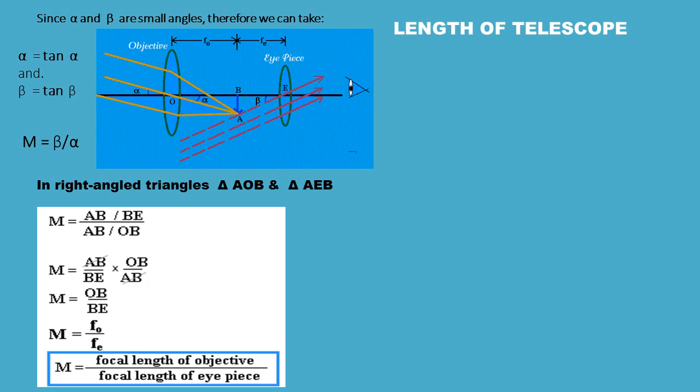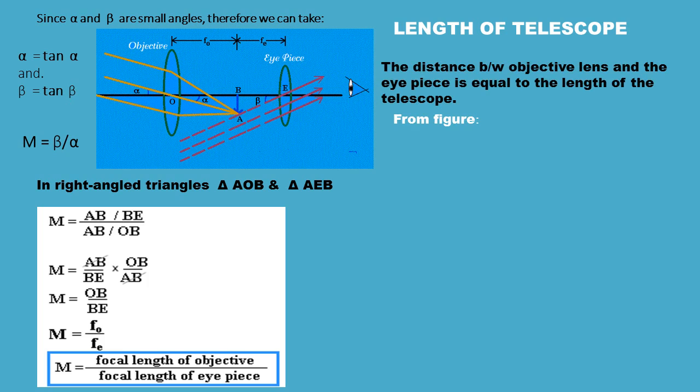In the diagram OB is equal to FO and BE is equal to FE. So the equation for astronomical telescope magnifying power is FO upon FE, whereas FO is focal length of objective and FE is focal length of eyepiece.